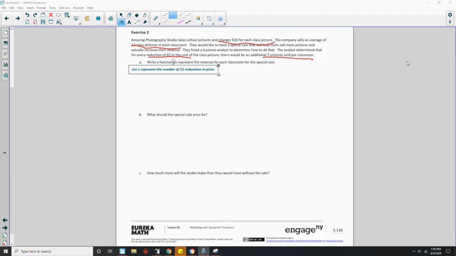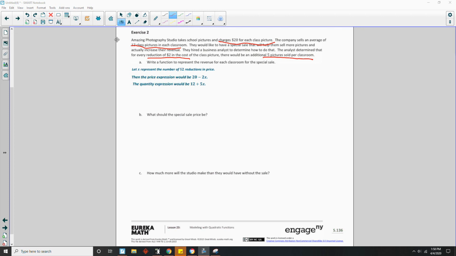Okay, so we'll let X represent the number of $2 reductions in price. That's this one right here. X is the number of $2 reductions. So then the price expression would be 20 minus $2 times each reduction, which is X. The quantity expression would be then 12 plus 5X. 12 class pictures plus 5 pictures sold per classroom, 5X. So the quantity expression is 12 plus 5X.